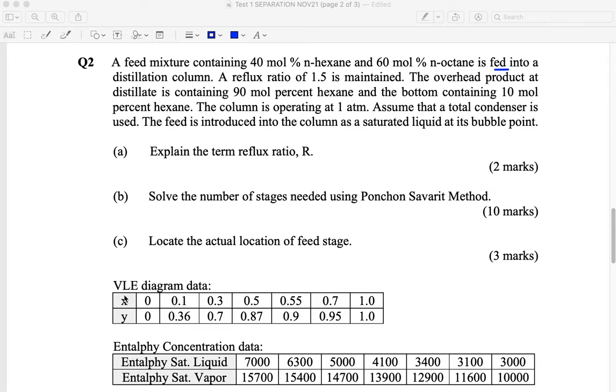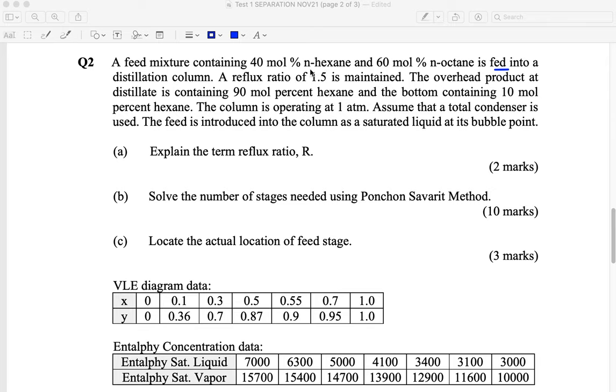So our first curve will be the VLE curve, and our second curve will be containing the enthalpy saturated liquid curve and enthalpy saturated vapor curve. So we jump straight into the question again.